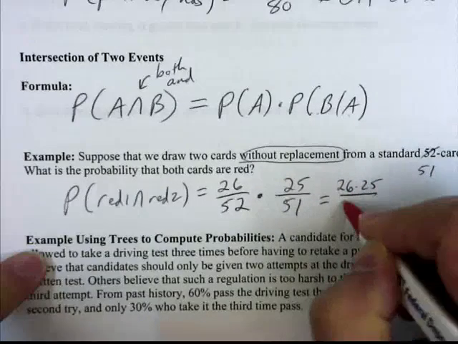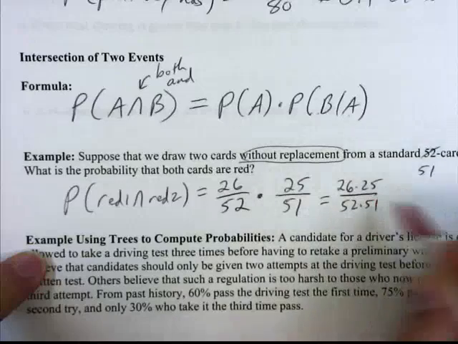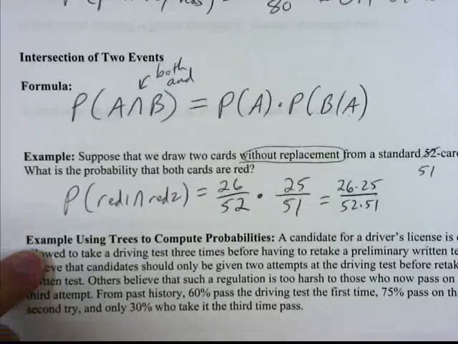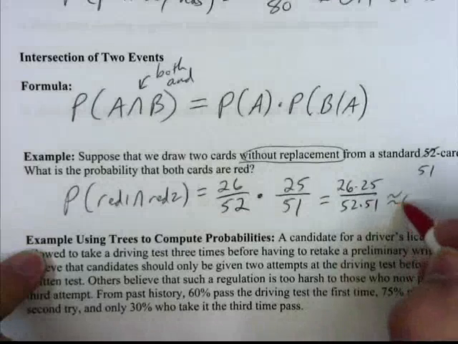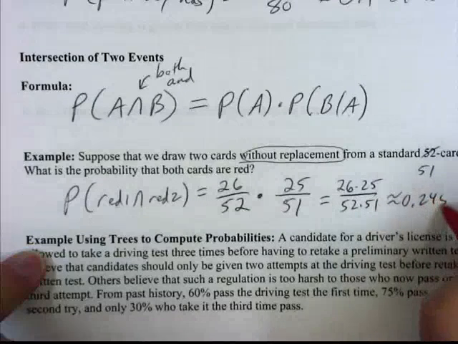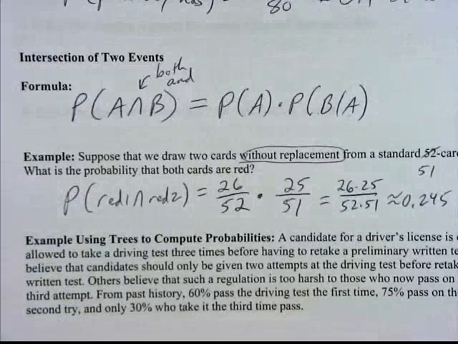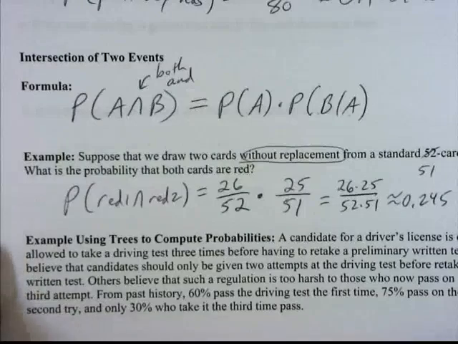26 times 25 over 52 times 51. You could simplify that, or you could turn that into a decimal, and it's about 0.245. All right. So the probability of drawing two red cards is right around 25%.